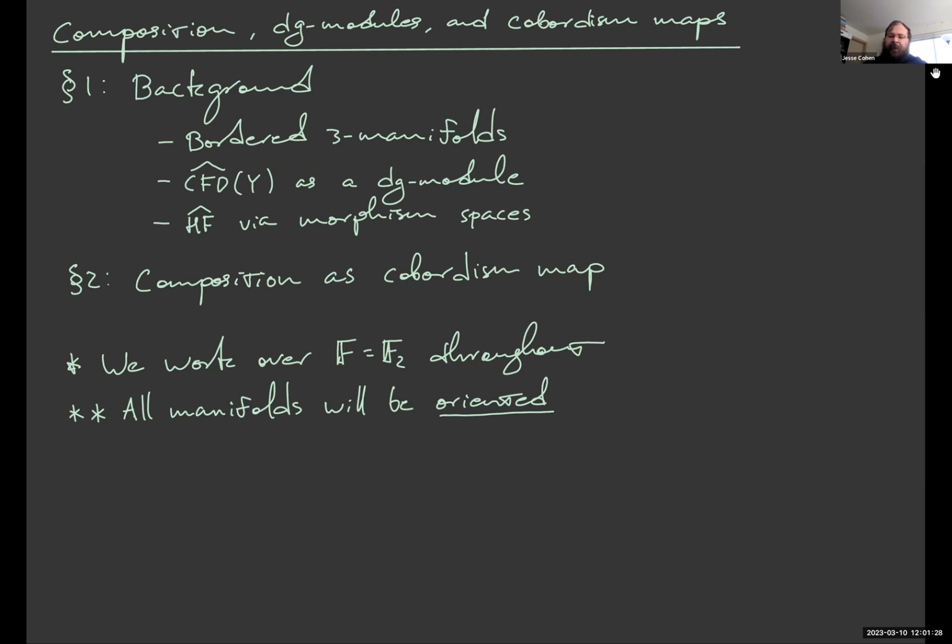Just as a rough outline, the first half of the talk is going to be some background on bordered Floer homology, although I think many people here are fairly familiar with it. I'll give an overview of the overall goal, and then in the second half I'll talk about the main result of the paper. A couple of quick notes. I'm going to be working over F2 throughout the whole talk. Everything is nice and easy over F2, so everything just works. And all of our manifolds will be oriented, so I won't say that every single time.